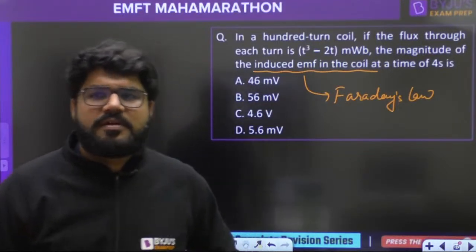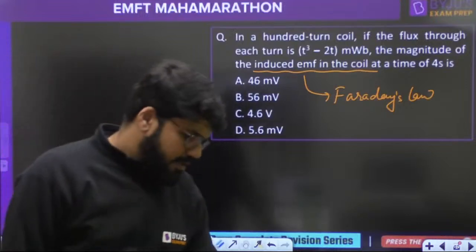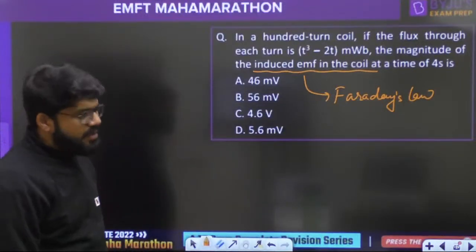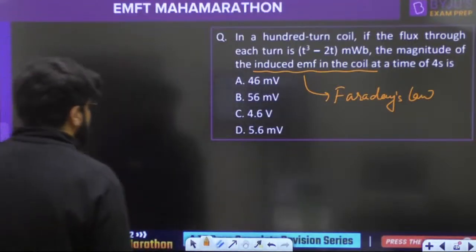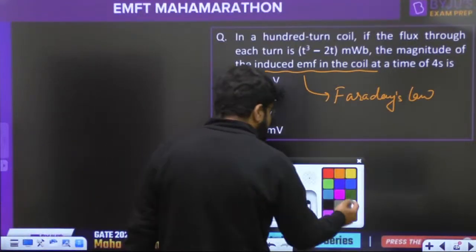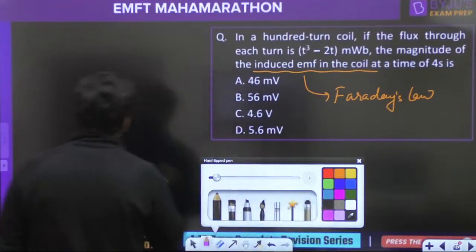K will be given. Current density, the source has to be given, then only you can find the field, okay? What is the induced EMF in the coil? So what is the basic version of Faraday's law? We already revised it in one of the cases.